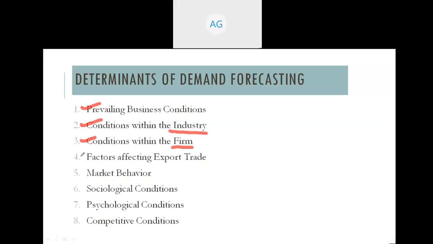Then the fourth factor is factors affecting export trade. Then the fifth is market behavior. Then the sixth determinant is sociological condition. Then the seventh determinant is psychological condition, and the eighth is competitive conditions. So these are the 8 determinants of demand forecasting. So let us discuss each of these determinants one by one in the next slides. So moving to the next slide.